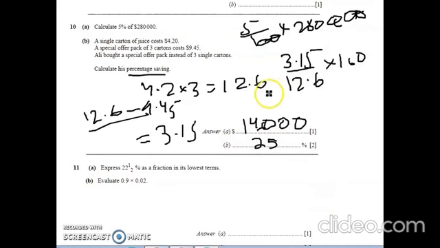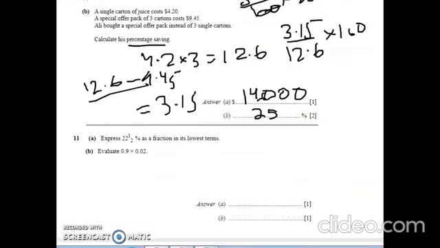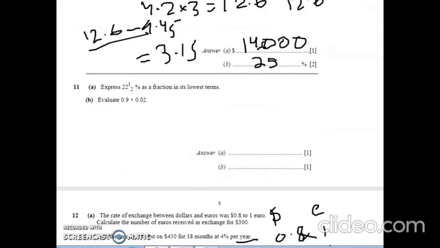Okay, so we are done till here, till question number 10. Let's do a few more questions.